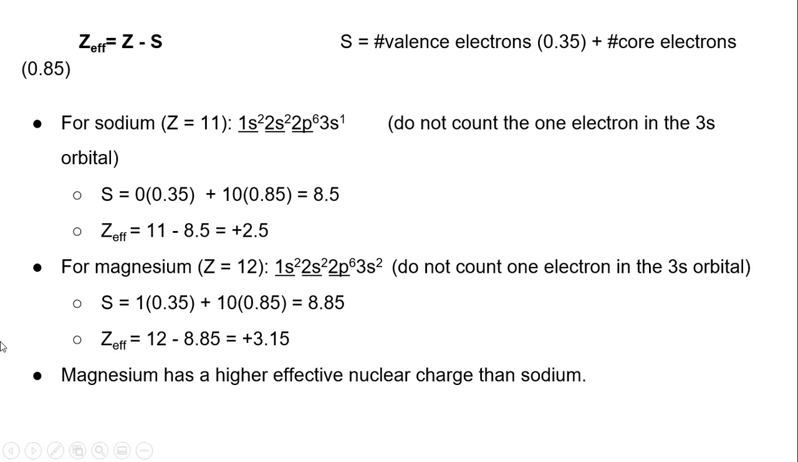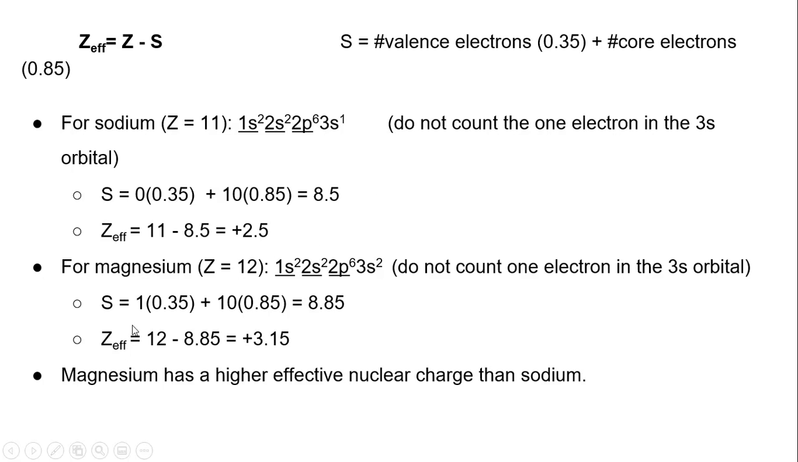So here's an example. We have sodium. Sodium has an atomic number of 11. So if we do the electron configuration, everything that's underlined would be considered core electrons. And then you have one valence electron. But because this is the valence electron we're focusing on, we don't count it. So it's always 1 minus from the valence electrons. So we have 0 for the valence electrons, and then we have 10 core electrons. And you multiply that by 0.85, which gives us a number of 8.5. We plug that into the effective nuclear charge, subtract it from the atomic number, and it gives us a positive 2.5.